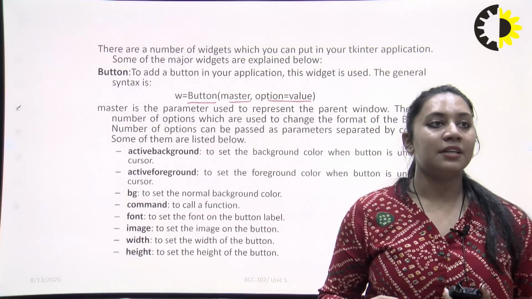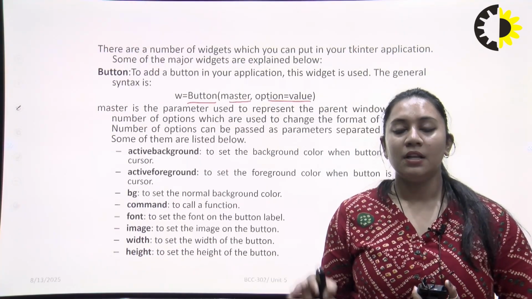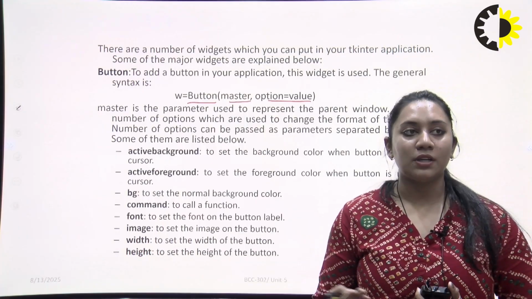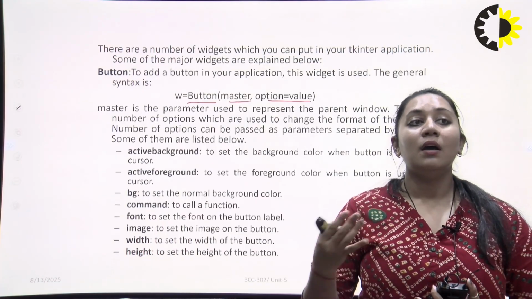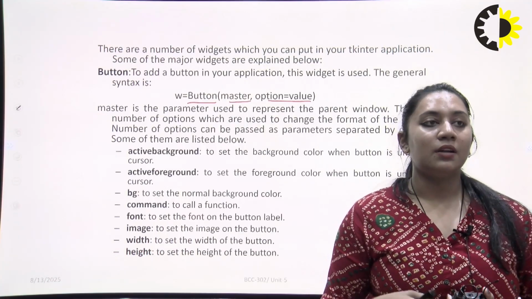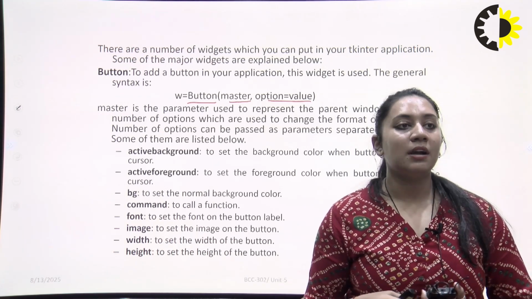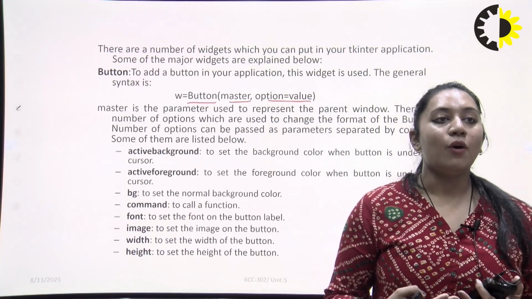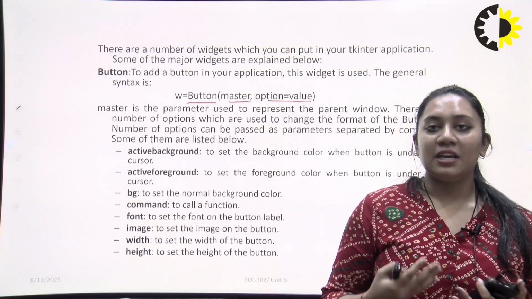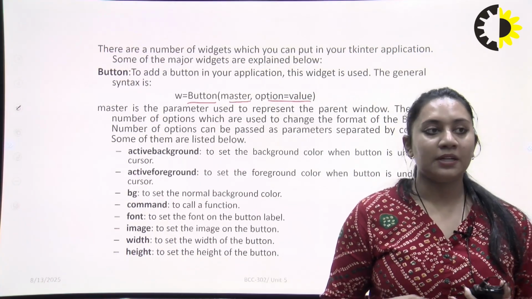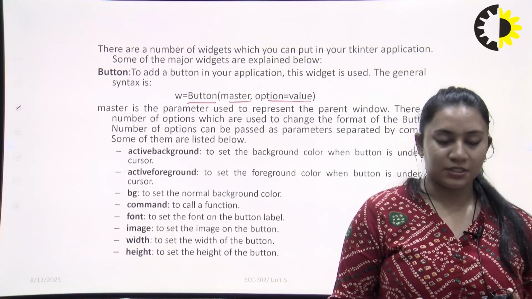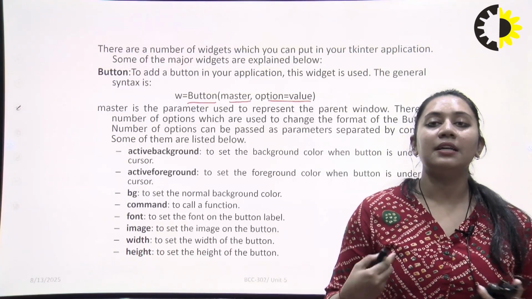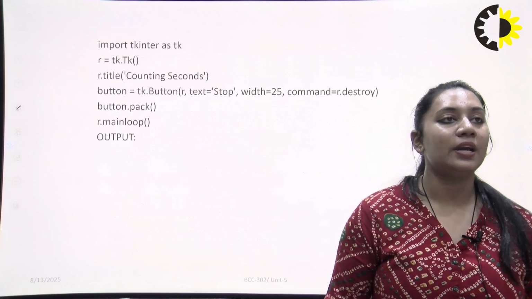passed, and the parameters can be represented, where some simple lists are presented: activebackground, like the background color when active; activeforeground, like the foreground color of the button; bg, like the background color; command, any type of call function you want to give; font; labels; also image, if you want to insert an image into the buttons; and the width and height of the buttons. So there are a few types of parameters to use while working with a tkinter GUI application.